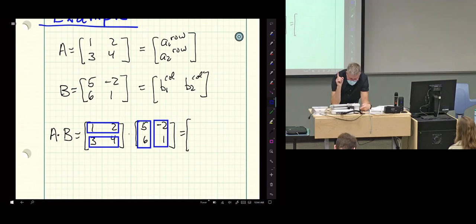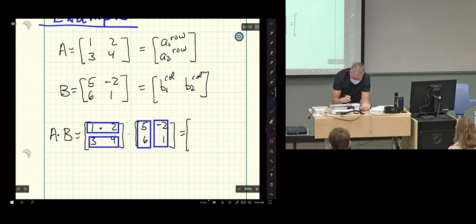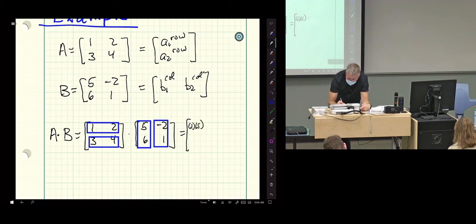Okay, the 1-1 entry of the product. We take the product of the first row and the first column. So this is 1 times 5 plus 2 times 6, okay?